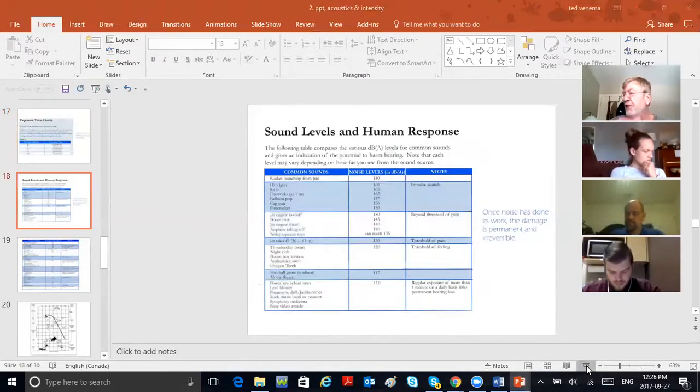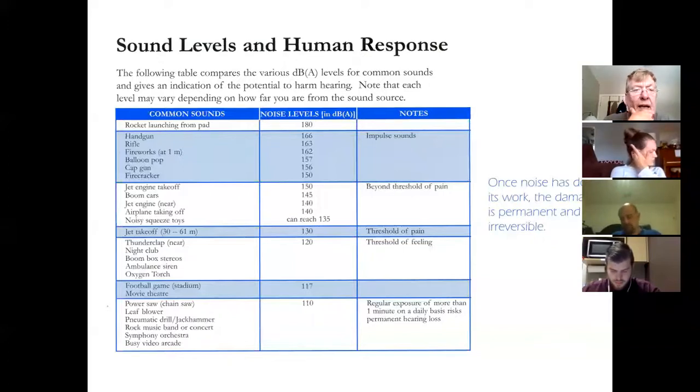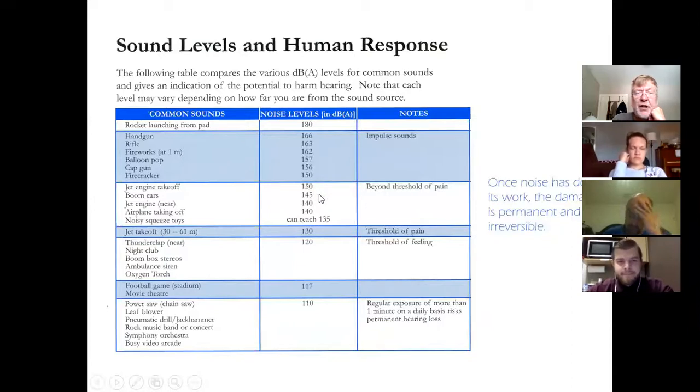Anyway, sound levels and human responses. Let's see what this says here. Rocket launching from a pad, 180 decibels SPL. Yikes. Oh, by the way, whenever you see that A, that's just dB/SPL. Don't worry, that's a shortened form for dB/SPL. So 180, handgun right by your head, 166, rifle, fireworks, balloon pop, cap gun, firecracker, jet takeoff, boom cars, jet engine near, airplane taking off, noisy squeaking toys.